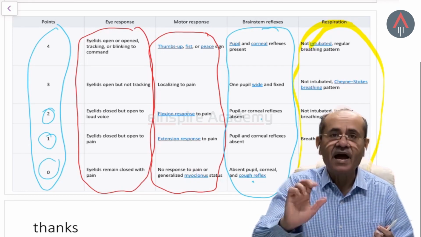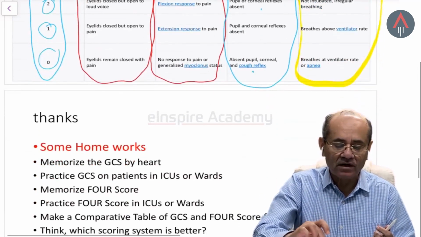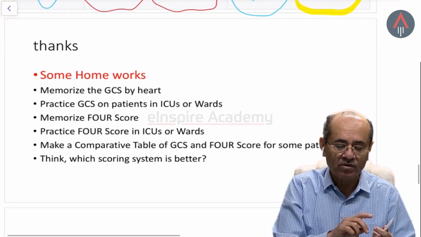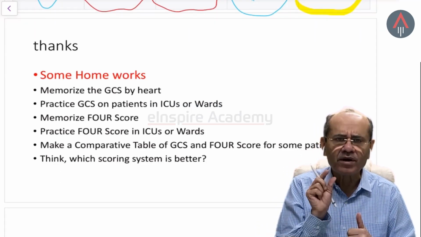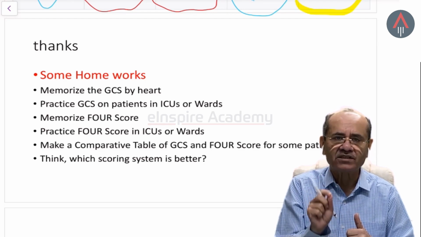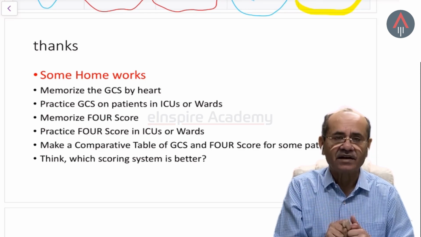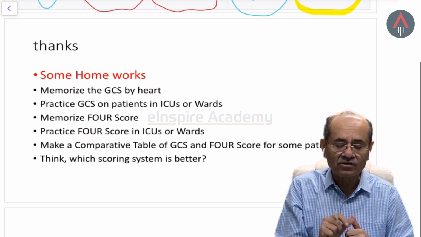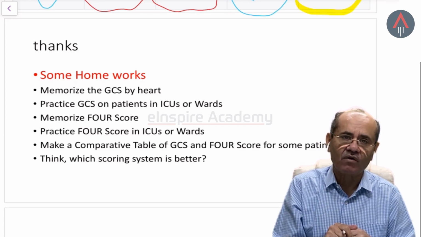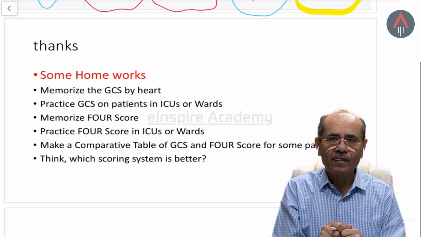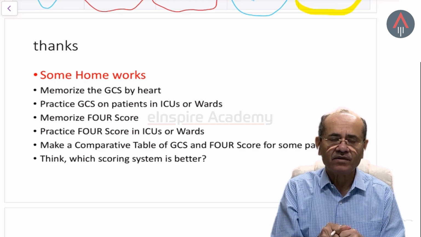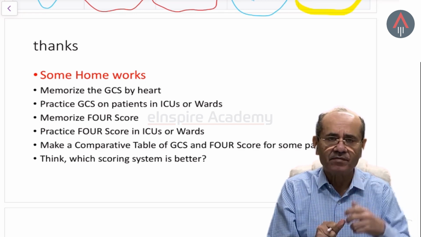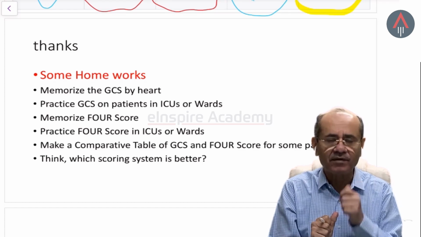And so with that, I come to the conclusion. And these are some homeworks for students. You must memorize the Glasgow Coma scale by heart, but that is not enough. You should practice the Glasgow Coma scale on patients in ICUs and wards. So please go to the wards. The patients who are in coma and their attendants will feel hurt if you directly start examining without taking their permission. You have to take the permission.